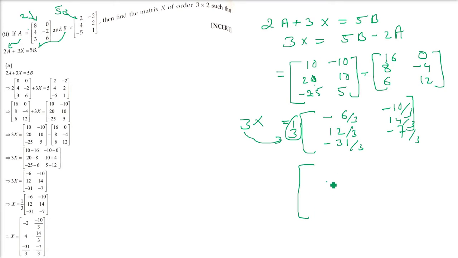Like minus 6 by 3 is minus 2, 12 by 3 is 4. Others cannot be divided, just write it like this, minus 10 by 3 here. Then we have 14 by 3, minus 31 by 3 and minus 7 by 3. That will be your final answer.